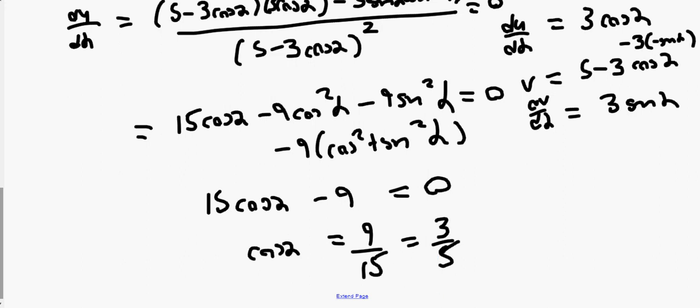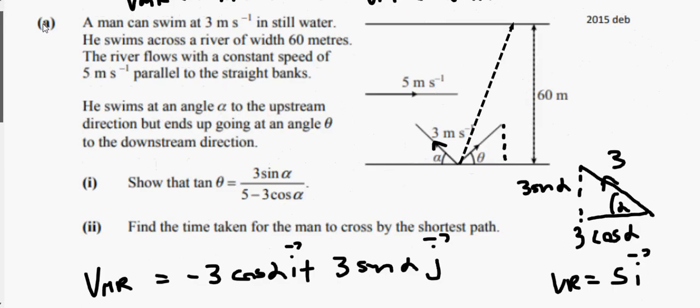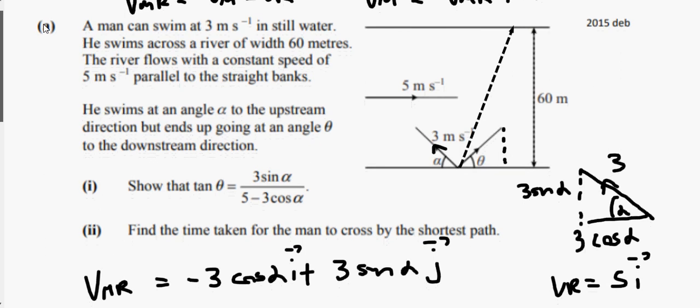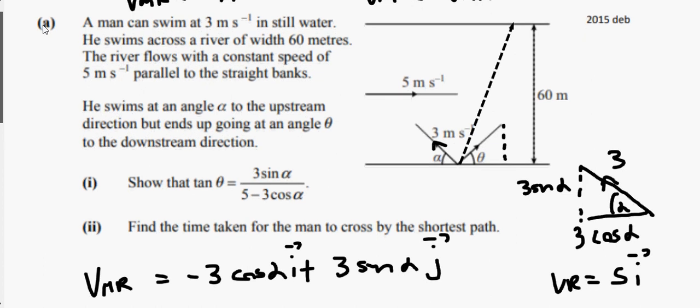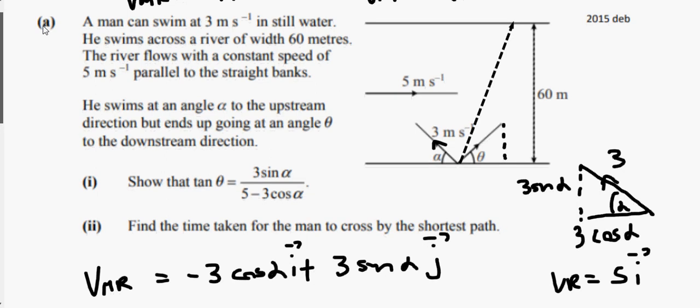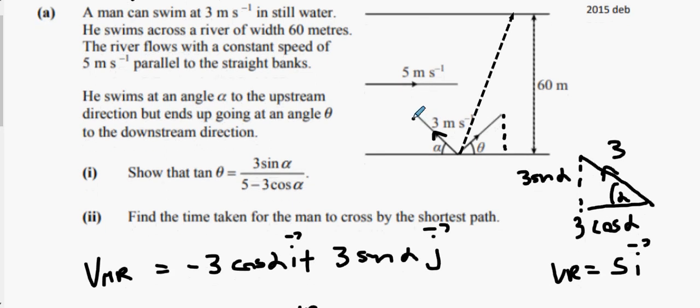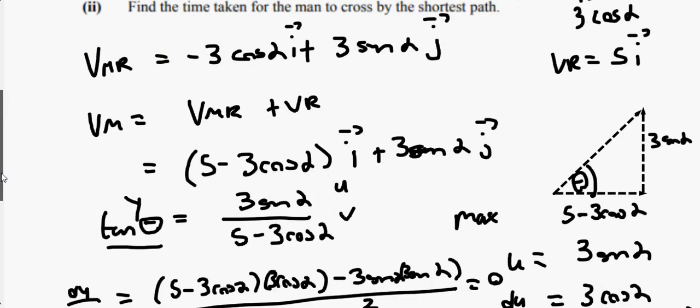What's the goal of the question? The goal of the question is the time taken to get across. Now I'm going to go very direct on this. What's the only velocity component going straight across? Straight up. Anybody? The 3 sine alpha. So would you all agree it's 60 divided by 3 sine alpha to get your time taken to cross the river? Because it's the only part going directly upwards.